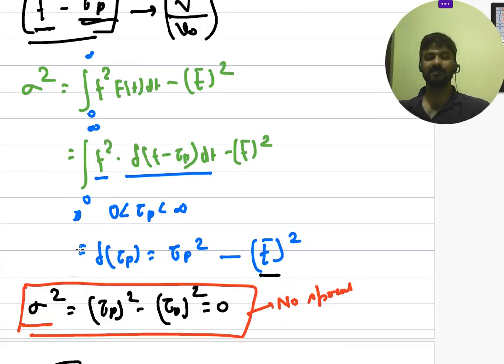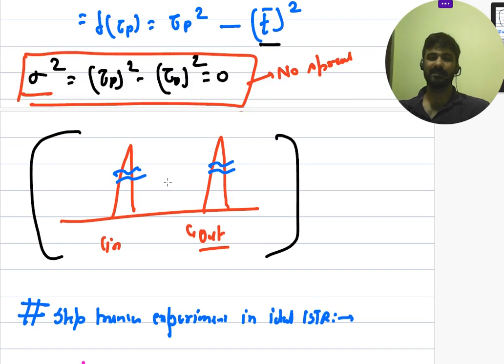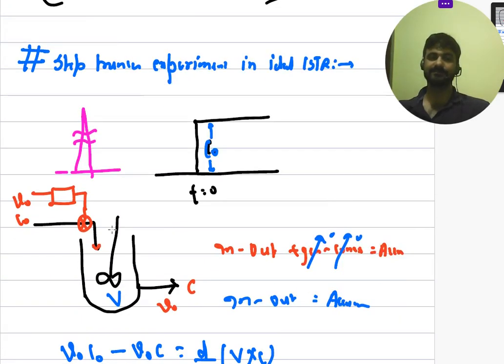And when we calculate the sigma square, that will be equal to tau p square. Okay, so this looks like C input and this looks like C output, but after a particular time, that is t equals tau p, you will be getting C output, and the function will be equal to the initial function, right? Now coming to the step tracer input experiment, that is very very important.